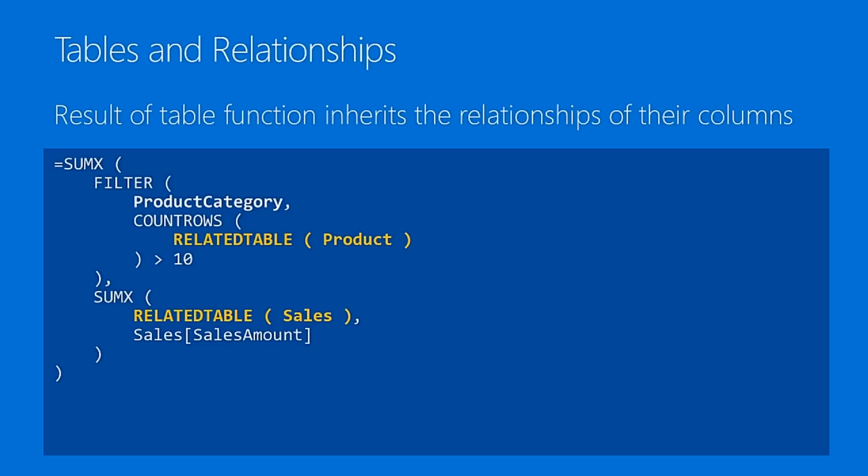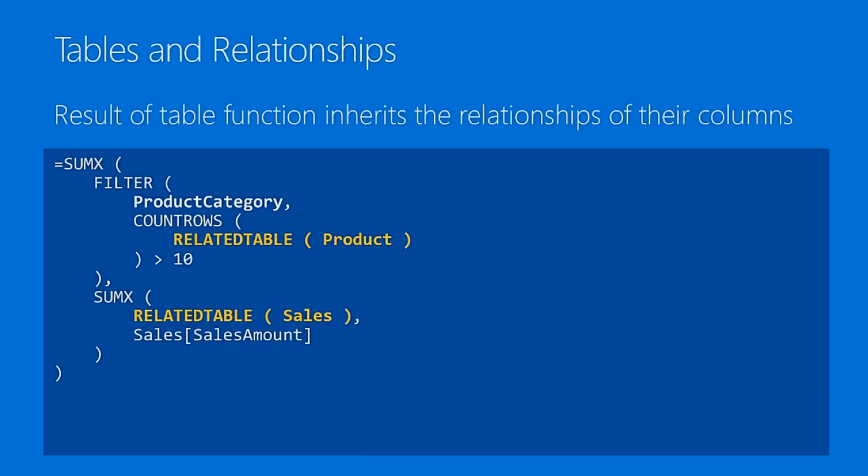And when I write sum x over related table sales, which relationship is it going to follow? Because the result of the first filter is a table containing categories, these are the sales of the given category, so the currently iterated category by sum x over the result of filter. So filter returns a table. The table inherits all the relationships that it has in the model.